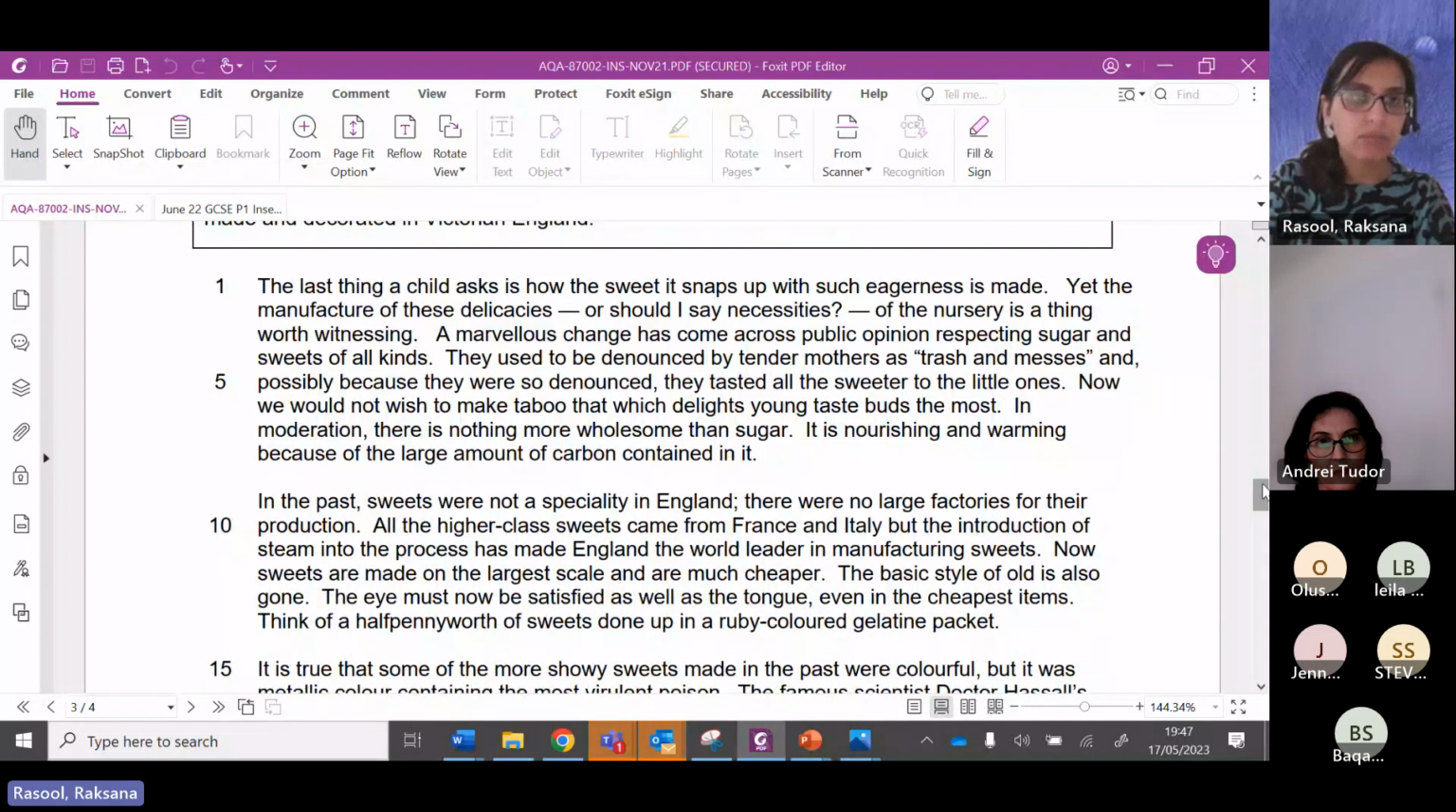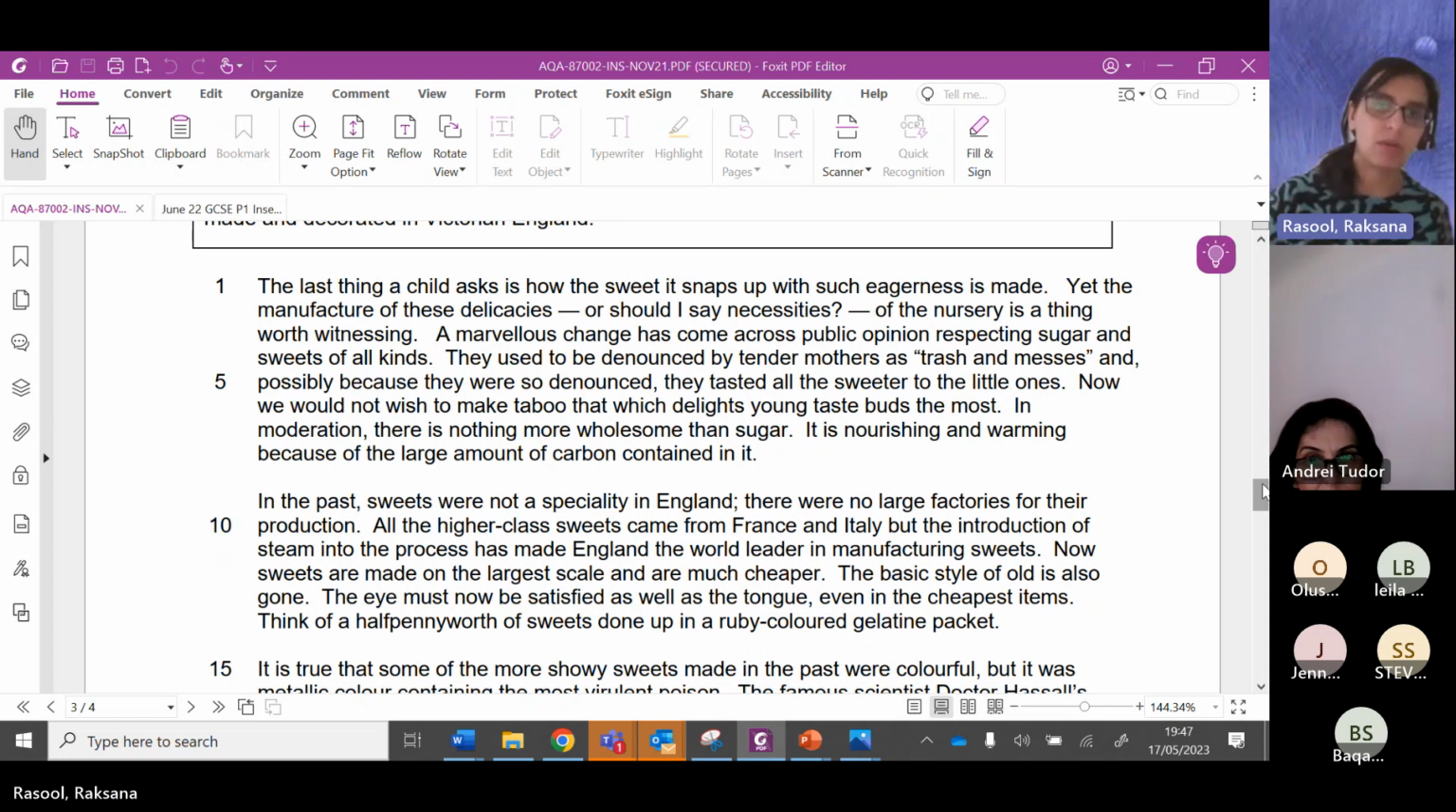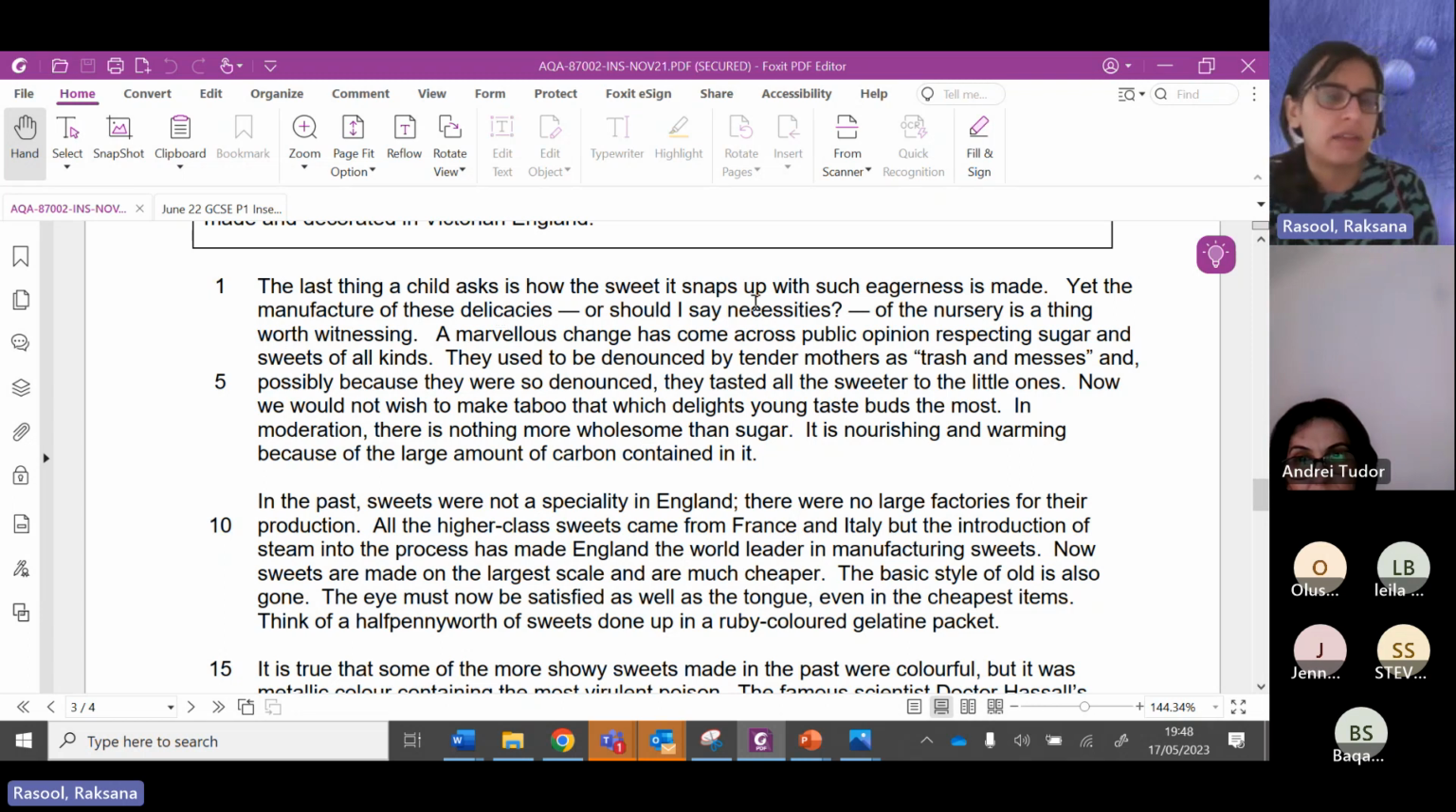No headline, but okay. The last thing a child asks is how the sweet it snaps up with such eagerness is made. Yet the manufacture of these delicacies, or should I say necessities, of the nursery is a thing worth witnessing. So, just to sum up, no child ever asks how it was made, not when they're going to eat it, but whoever makes these delicacies, these treats, or are they necessary? Because children want them, but it's worth witnessing how they are made.